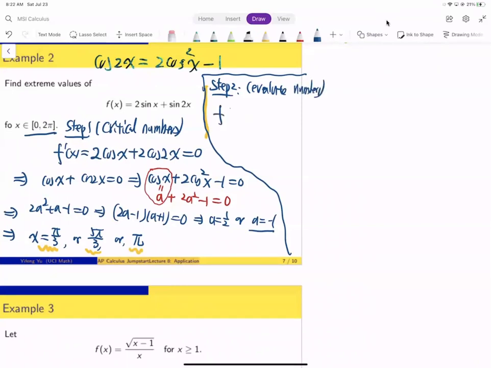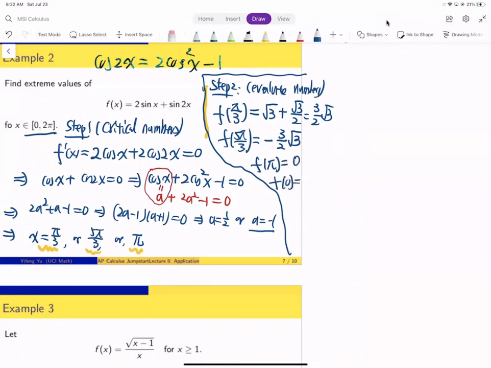So we have f of pi over 3. We can calculate this: it will be square root 3 over 2 plus square root 3 over 2, so it's 3 over 2 square root 3. And then we have f of 5 pi over 3. If you calculate this, you just find it's negative 3 over 2 square root 3. And then f of pi will just be 0. And then the two endpoints: f of 0 is 0, and f of 2 pi is also 0.